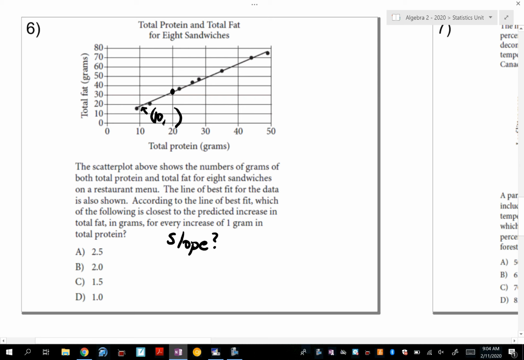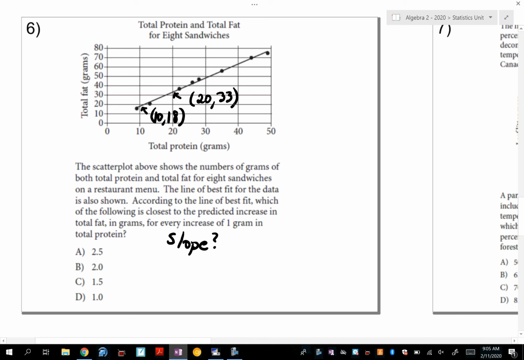I'm going to use 10 in the x. We're saying 10 grams of protein. And then for my y value, if I just ballpark it, I think it's probably about 18. So 18 grams of fat. And if I use this point right there, if I ballpark that, it's 20 for the x-axis, 20 total grams in protein. And then for the y value, it's up to you, I'm going to choose 33, but anywhere between 32 and 34 would get you approximately the answer.